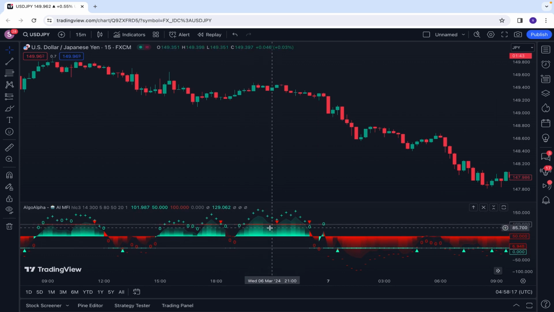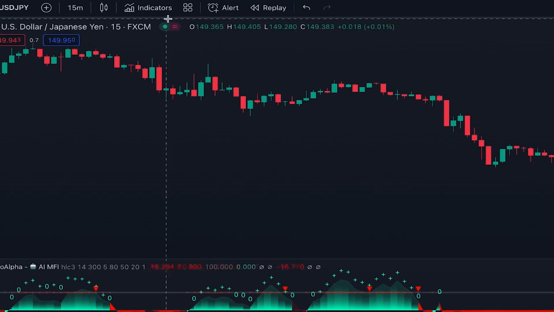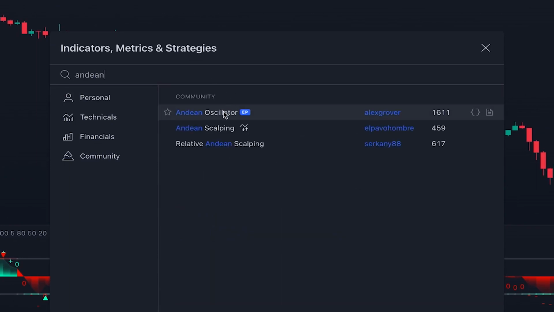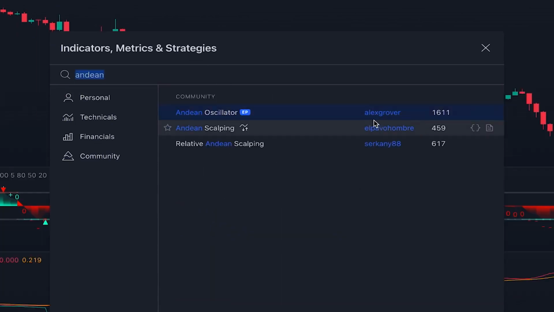For knowing when the momentum is increasing after being flat, we need to add another indicator to use in conjunction with this indicator. So here we click on indicators and we search Andean Oscillator. This one, which is an open-source indicator written by Alex Grover.